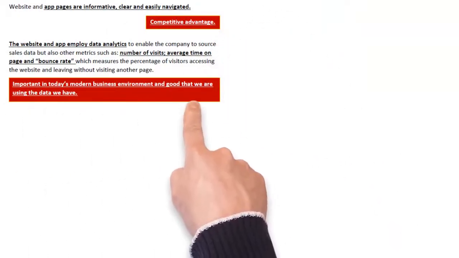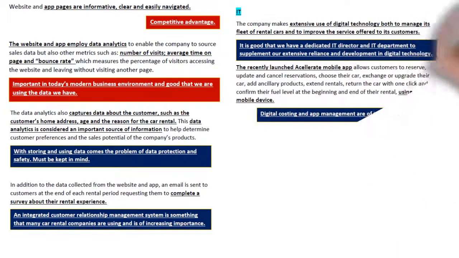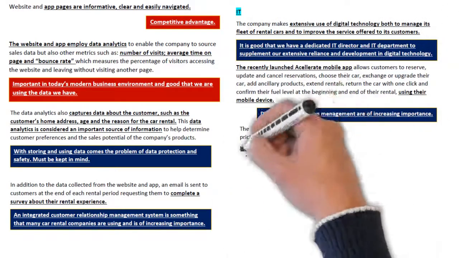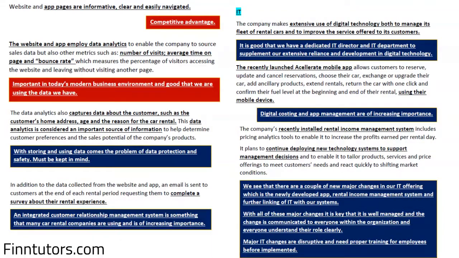Moving on, they've given us further marketing information. So, website and app pages are informative, clear, and easily navigated. This is my competitive advantage. The website and app employ data analytics to enable the company to source sales data, but also other metrics such as number of visits, average time, bounce rate. All of that we have in place as a form of data analytics.